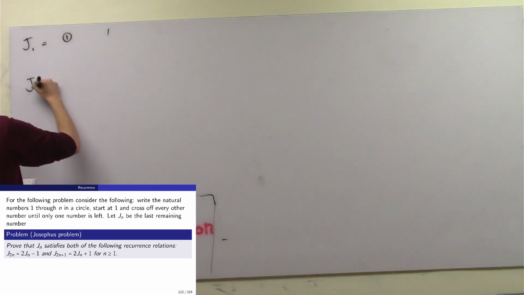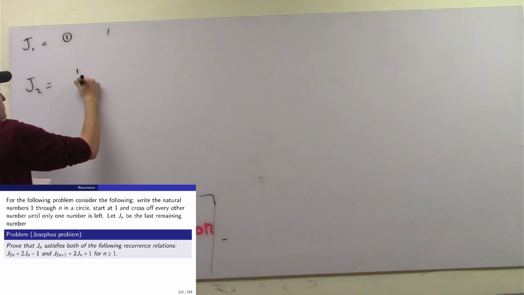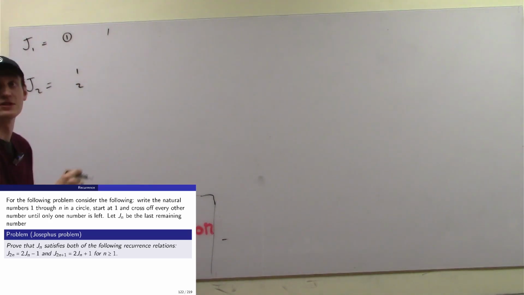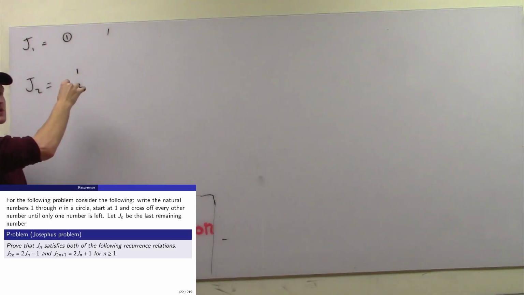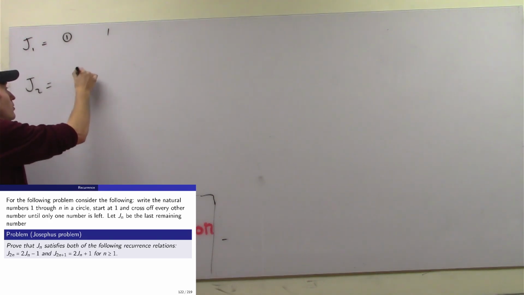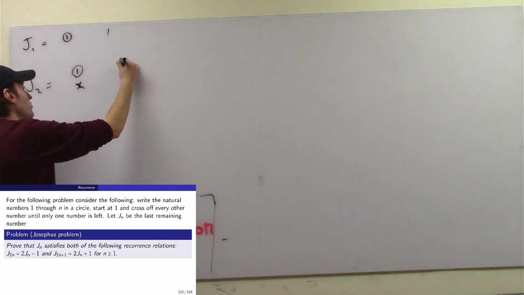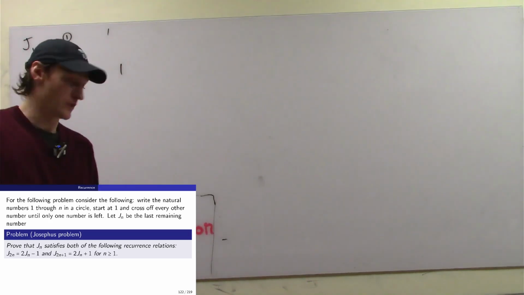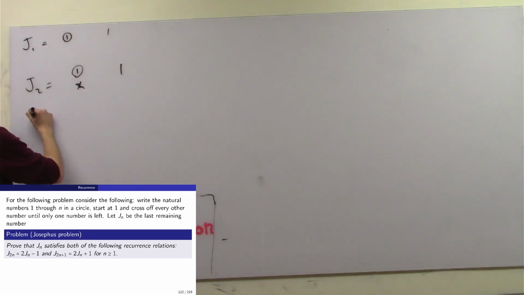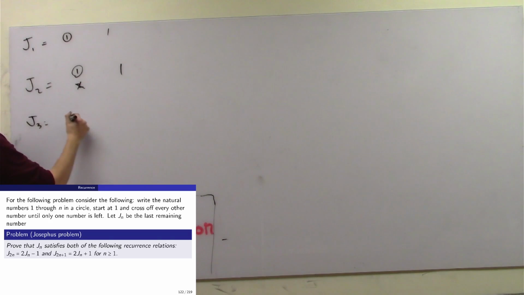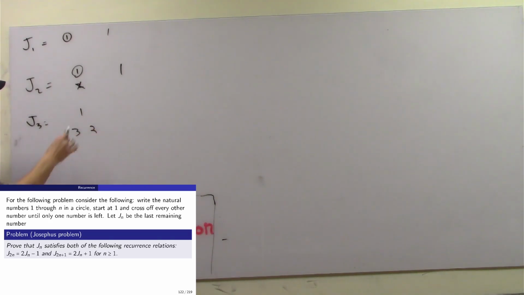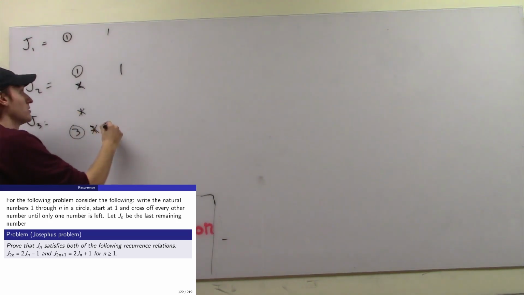J sub 2, I'll explain. You have two people sitting around in a circle. So again, isn't that interesting? You start at 1, you cross off the person next to them, that's person 2. This person remains. So J sub 2 equals 1. All right. We can look at J sub 3. So you have 1, 2, 3 sitting around in a circle. Start at 1, cross off the next person, go to the next person still around, cross off the next one. 3 is the last person remaining.